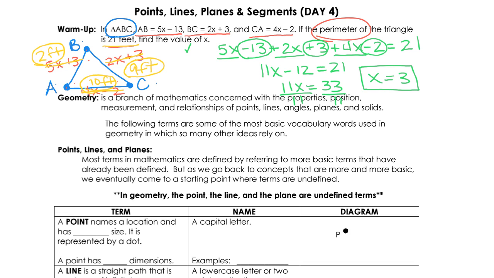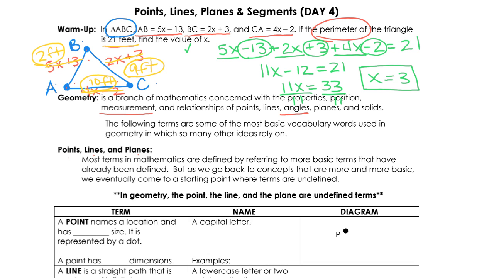Geometry is a branch of math that's concerned with properties, position, and mostly measurement, which we're going to focus on this year. Relationships of points, lines, and angles is another thing we're going to really focus on this year. Planes and solids. The following terms are some of the most basic vocabulary words used in geometry, on which so many other ideas rely. Everything in geometry can basically be broken down to a point, line, and or plane.